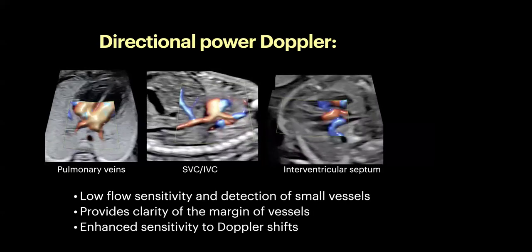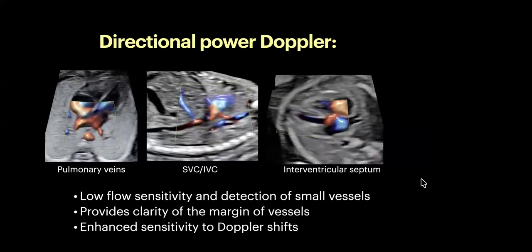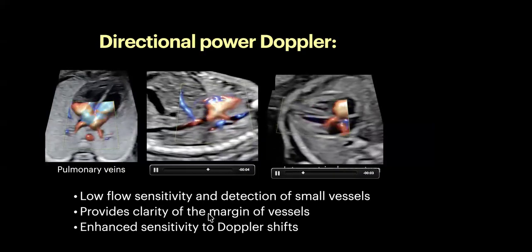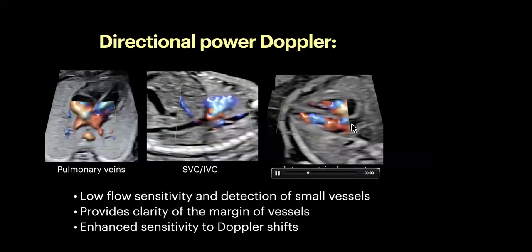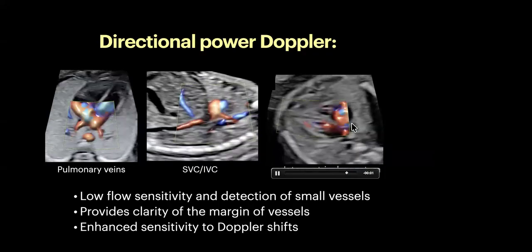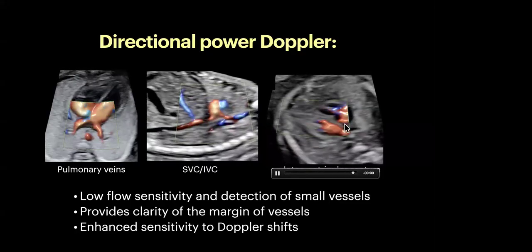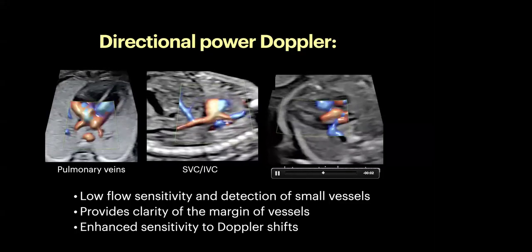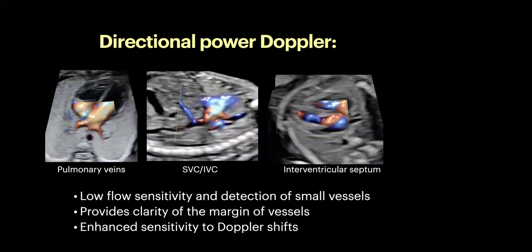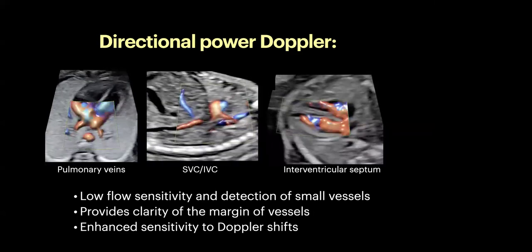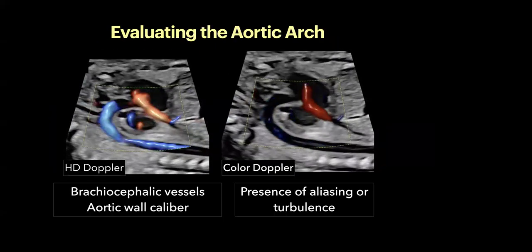Its enhanced definition provides clarity of the margin of the vessels, depicting any size discrepancies, especially when you're looking at the SVC and IVC as an example. It's also really helpful when you're assessing for atrial and ventricular septal defects because of the low Doppler shifts it's able to provide, with low flow sensitivity. But I also want you to keep in mind, especially with color Doppler applications, where it is most important and where I feel it should be avoided.